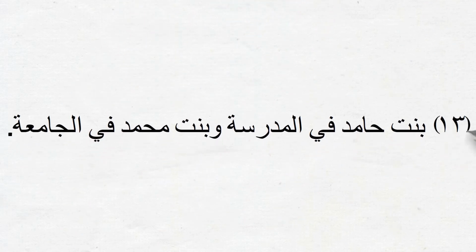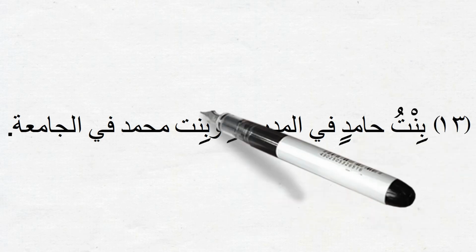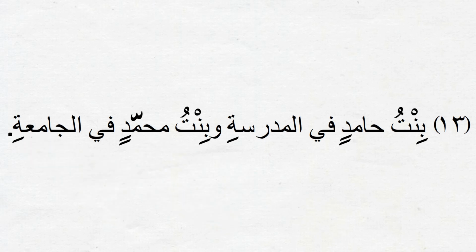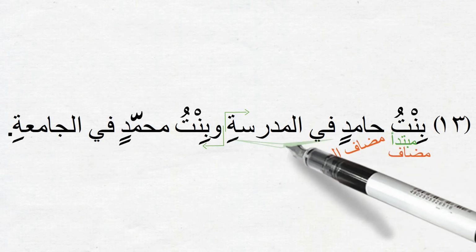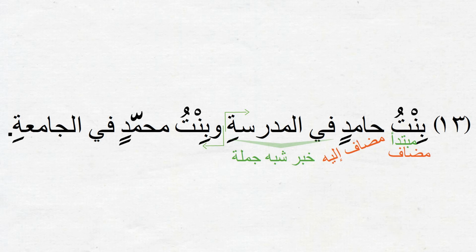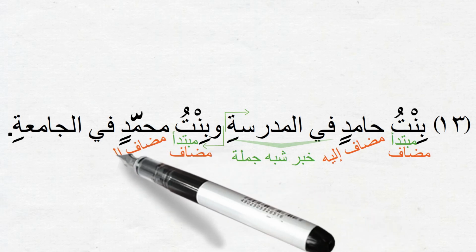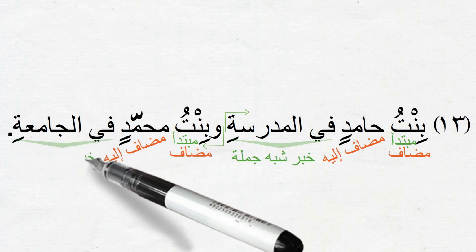Number 13. بنت حامد في المدرسة وبنت محمد في الجامعة. The daughter of Hamid is in the school and the daughter of Muhammad is in the university. This is another pair of ismiya sentences. The ism bintu is the mubtada of the first sentence and it is also mudaf and Hamidin is the mudaf ilayh. Jar majroor fil madrasati is the shibh jumla type khabar. Then comes harfu atf wa followed by ism bintu, which is the mubtada of the second sentence. It is also coming as mudaf and Muhammadin is the mudaf ilayh. And finally, fil jami'ati is its shibh jumla type khabar.